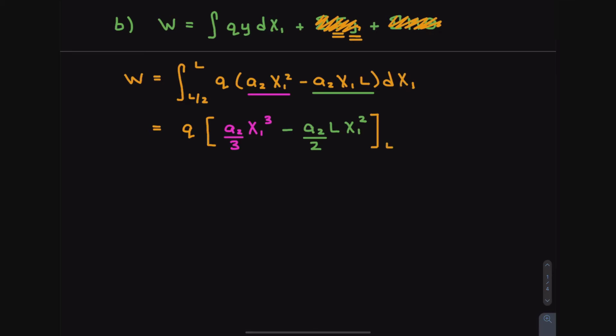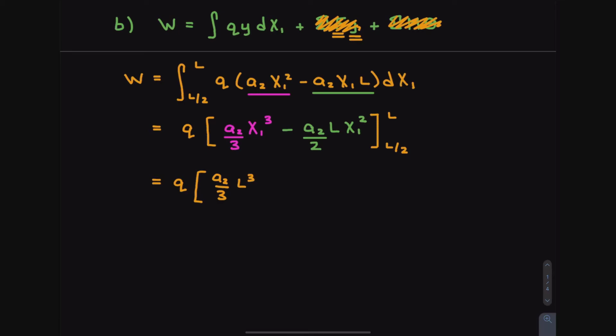We know that we're integrating from L over 2 all the way to L. It's not from 0 to L, it's from L over 2 all the way to L. So all we're going to have to do is substitute all of that in. I say, all right, well, I have Q out in front. That doesn't change. It's my nice constant. And then I get A2 divided by 3 multiplied by x1 squared. So once I substitute L in there, x1 cubed becomes L cubed.